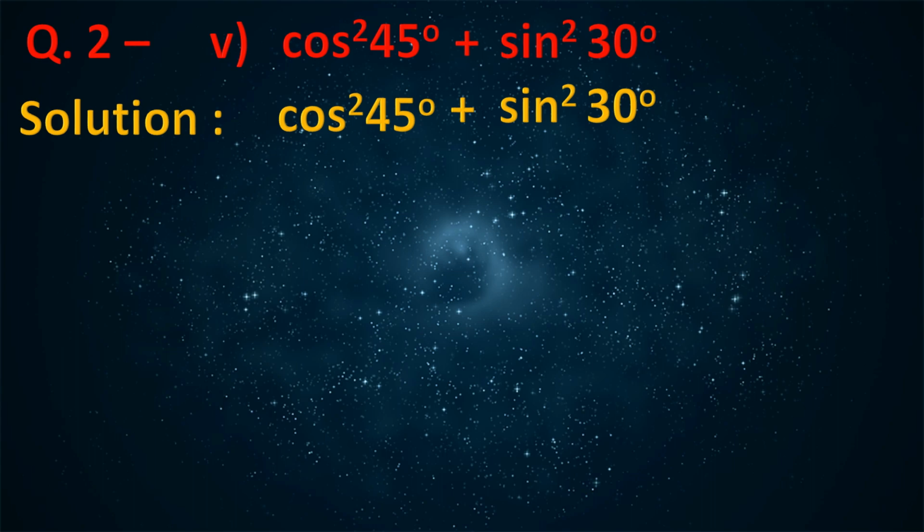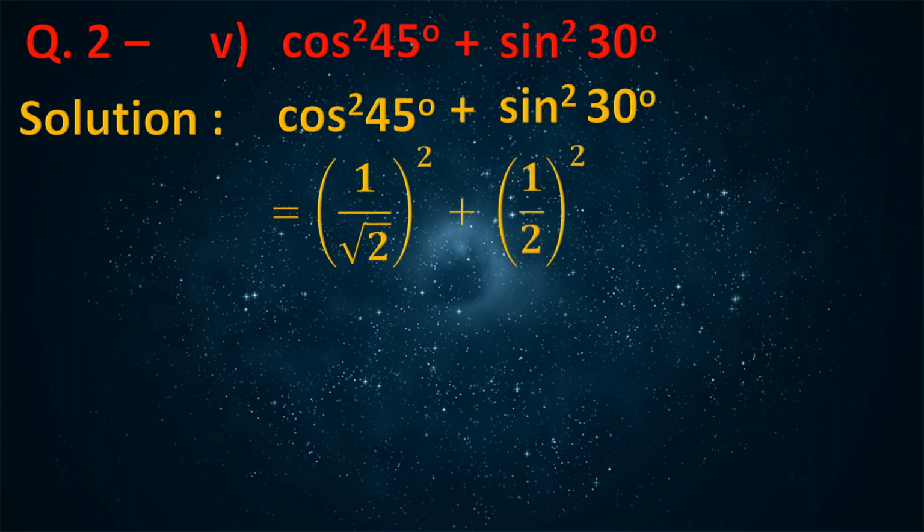Cos square 45 plus sine square 30 is equal to 1 upon root 2 square plus 1 upon 2 square. Which further gives us 1 square is 1, root 2 square is 2, plus 1 square is 1 and 2 square is 4. So here again we will cross multiply. 1 will get multiplied by 4. Similarly, 2 will get multiplied by 1. And both denominators will get multiplied. So it's like 1 into 4 plus 2 into 1 upon 2 into 4.